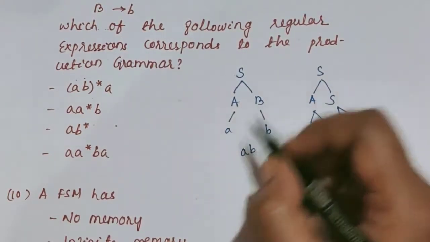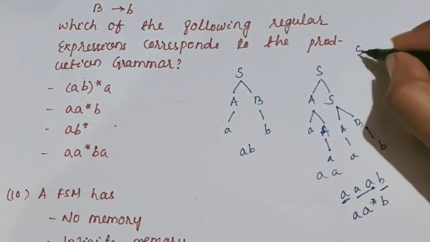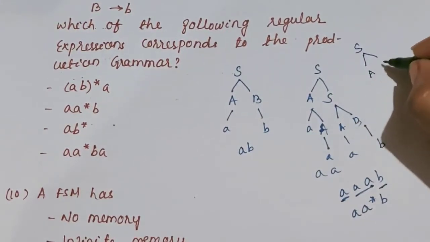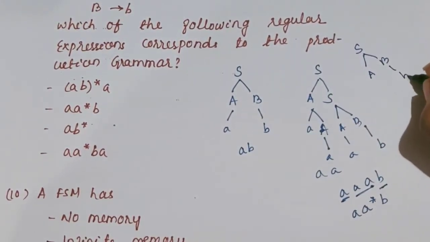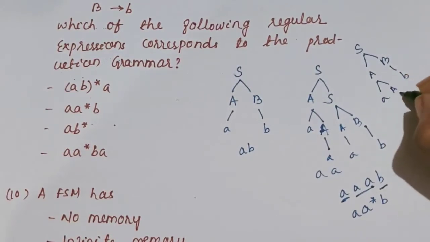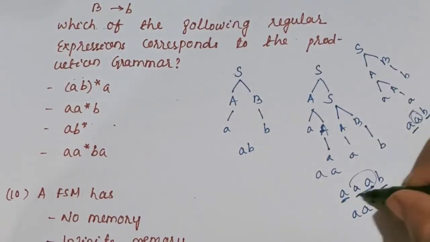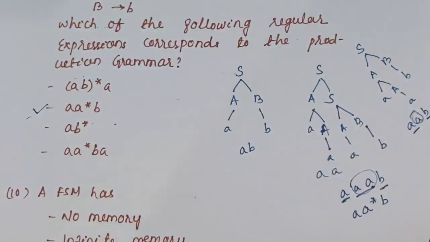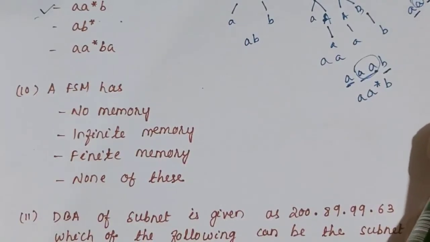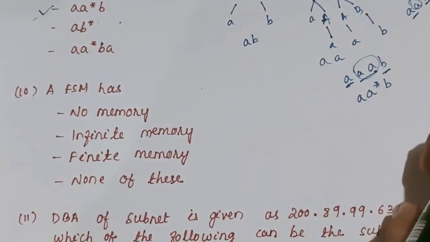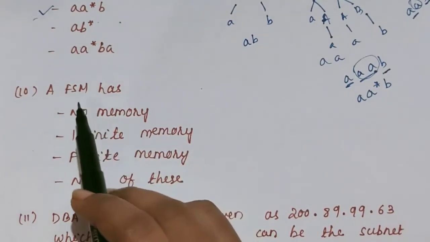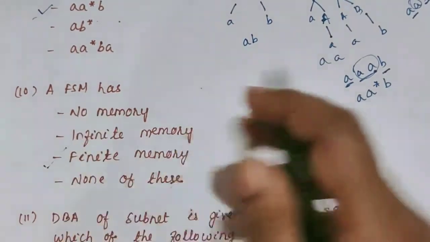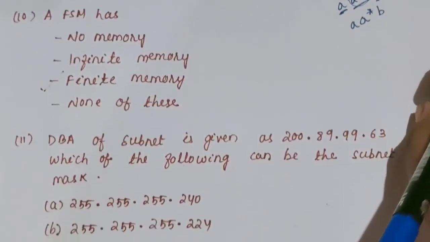Simply if we take another example, like S providing AB, then B is b but A can be AA, so from A again we can form a, so at least one ab or any number of a's in between we can form. So the answer is a star b. Next: an FSM has no memory, infinite memory, finite memory, or none of these. FSM is finite state machine and it contains a finite amount of memory.